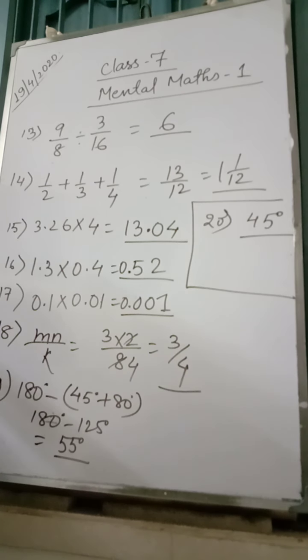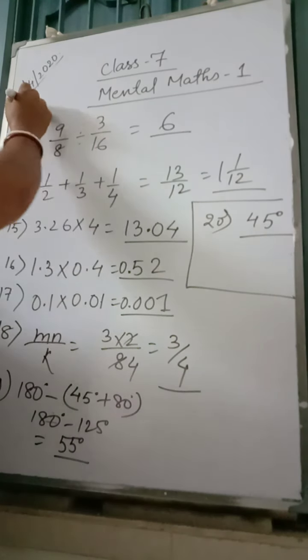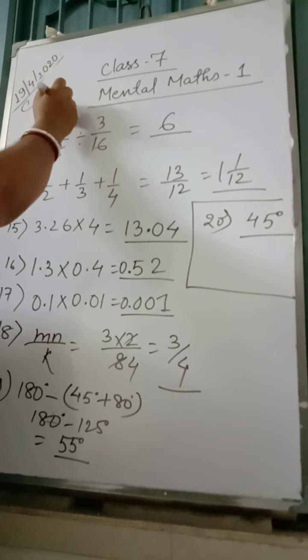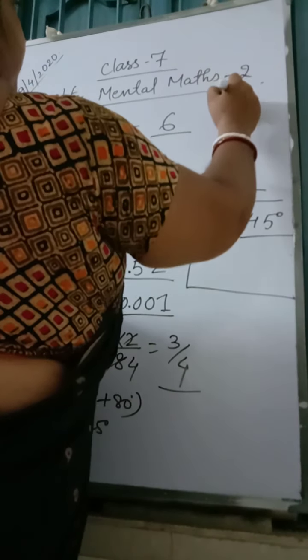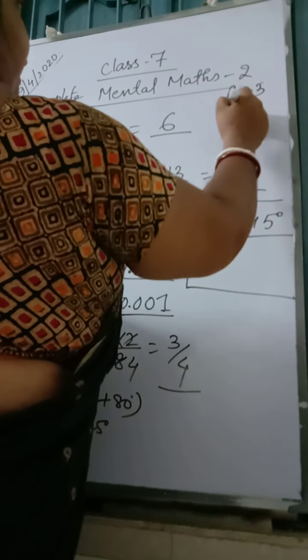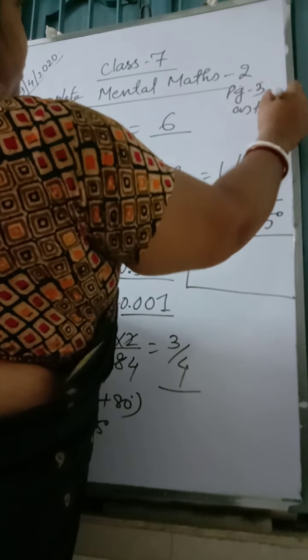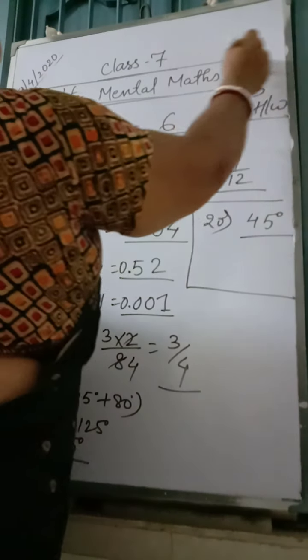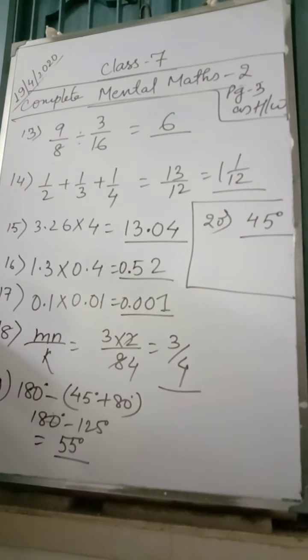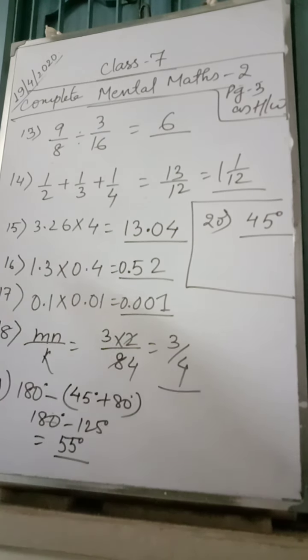Now what you have to do is finish the next, Mental Maths 2, page number 3, as homework. This has to be completed by you. The next day we'll do Mental Maths 3. If there is any doubt, you can ask me. Till then, keep practicing. Thank you.